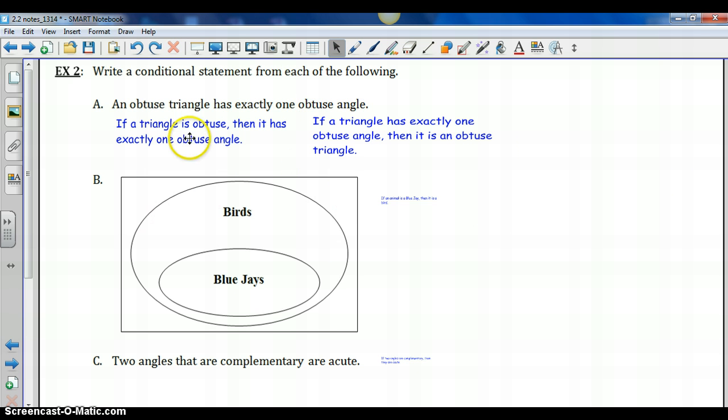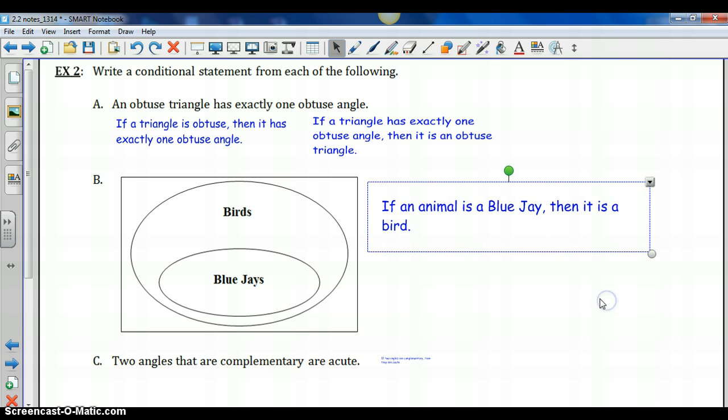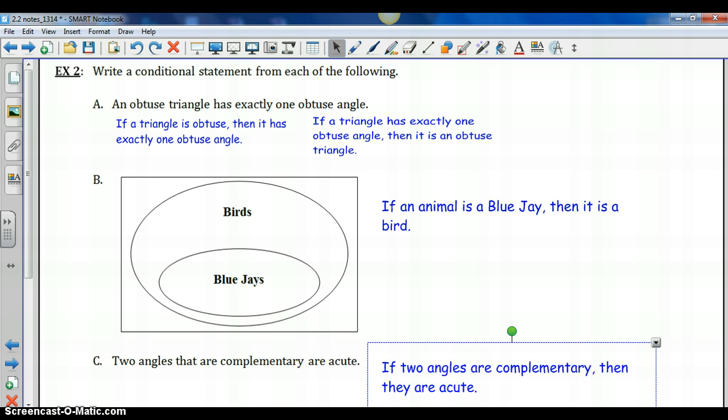Part B, we have a Venn diagram. Blue jays are a subcategory of birds, so we could write it this way: if an animal is a blue jay, then it is a bird. Or you could just say, if it is a blue jay, then it is a bird. Part C, two angles that are complementary are acute. We could write that as a conditional statement: if two angles are complementary, then they are acute.